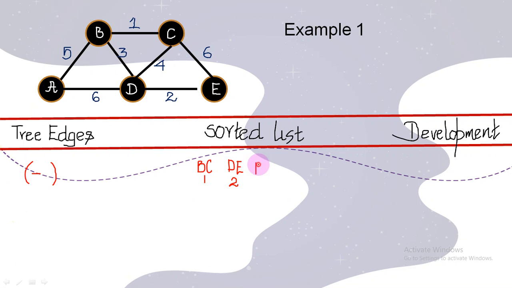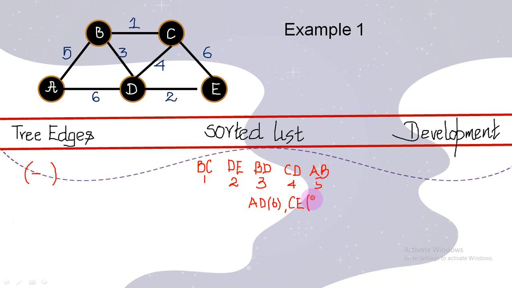BD is the next edge with 3 as the weight. Then comes CD with the weight 4. Then comes AB, or BA, with the edge weight 5. Then AD is 6, and CE is also 6.